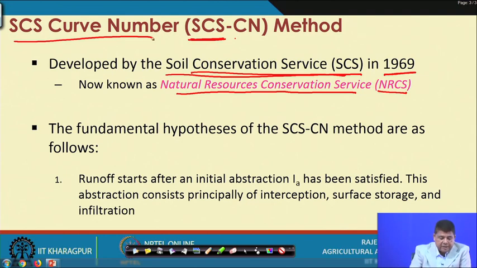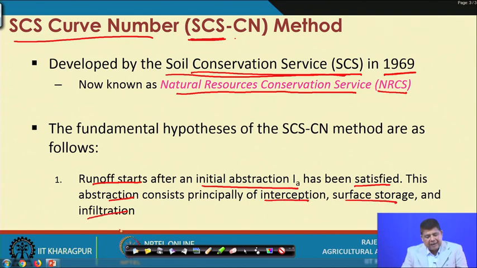And this method is based on two fundamental hypotheses. The first one says that runoff starts after an initial abstraction I A has been satisfied, and this abstraction consists of interception, surface storage and infiltration. This hypothesis is very true in nature also, because we know from our hydrologic cycle knowledge, when rainfall occurs, a part of that gets intercepted by any kind of object, maybe plant canopy, maybe some bushes on the surface or buildings or roads or whatever.